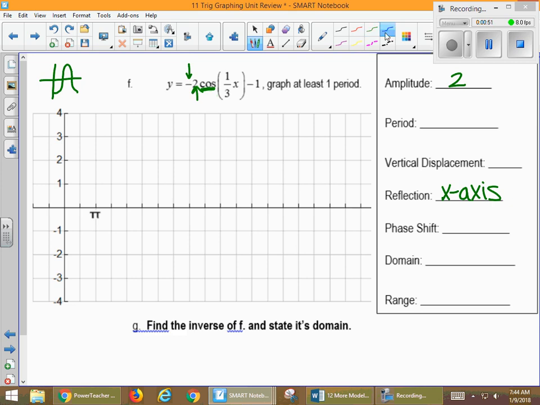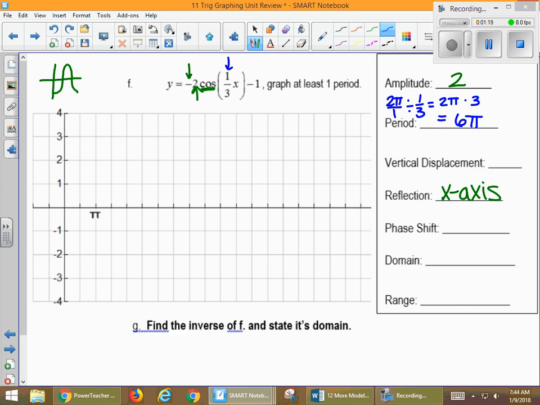All right, let me switch colors here. 1/3 in front of x affects the period of the function. It's going to be a horizontal stretch. So we do 2 pi divided by the number in front of x. So that's really 2 pi times 3. So the period of my function is 6 pi.